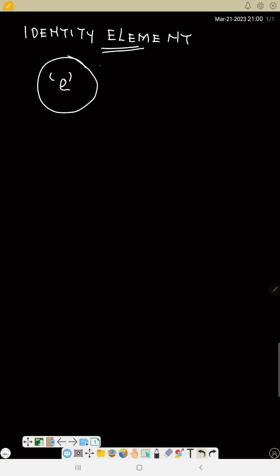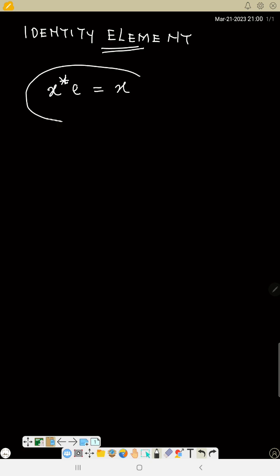So now in binary operation, this is the definition for identity element. Like X asterisk E will be equal to X. So this is the definition for identity element. Anytime the question says find the identity element, this is the definition.